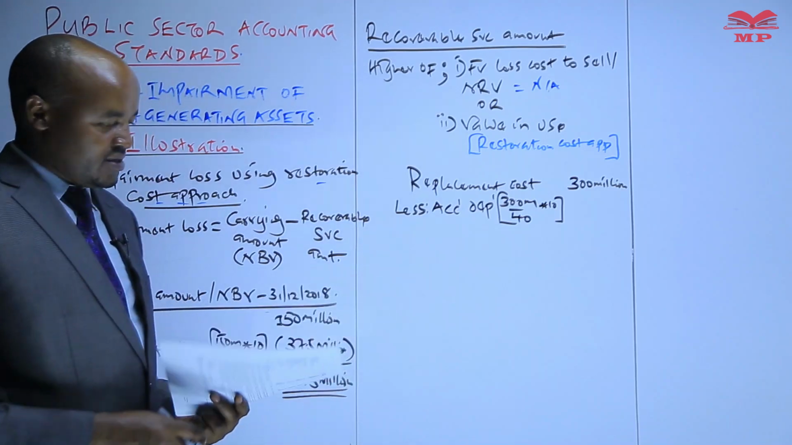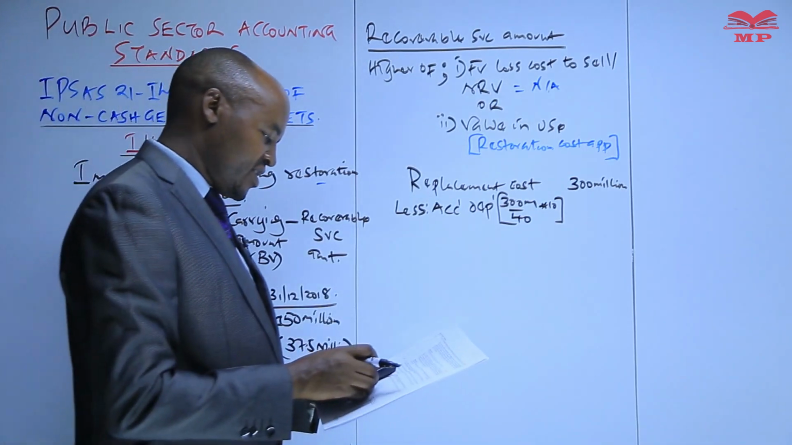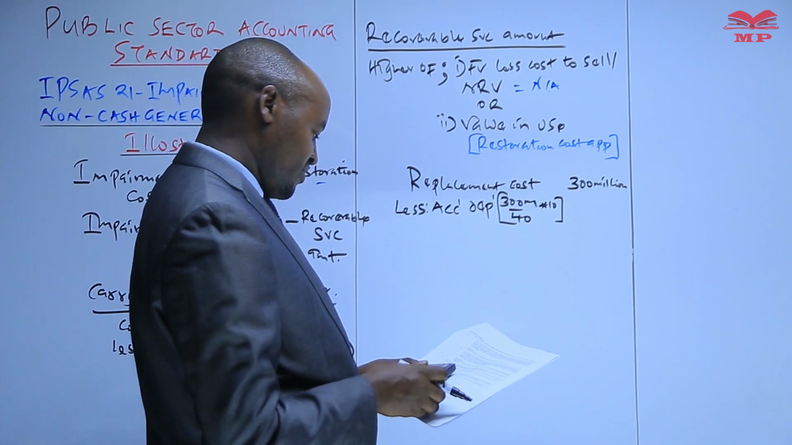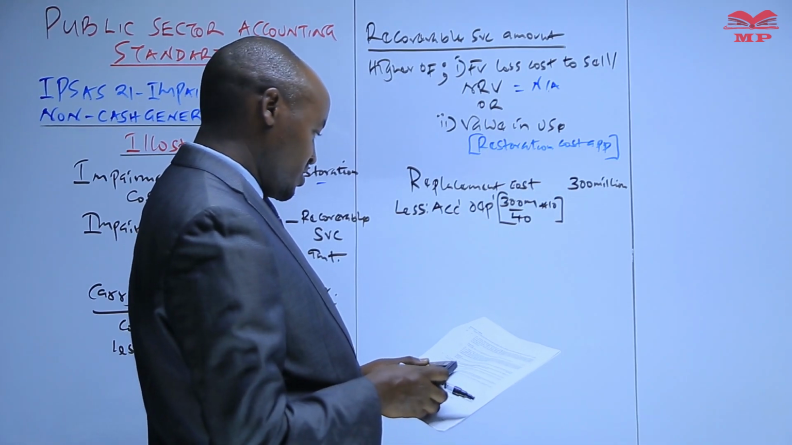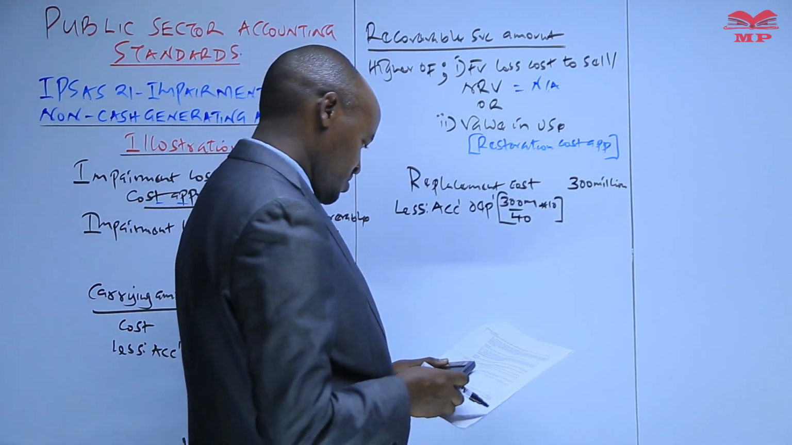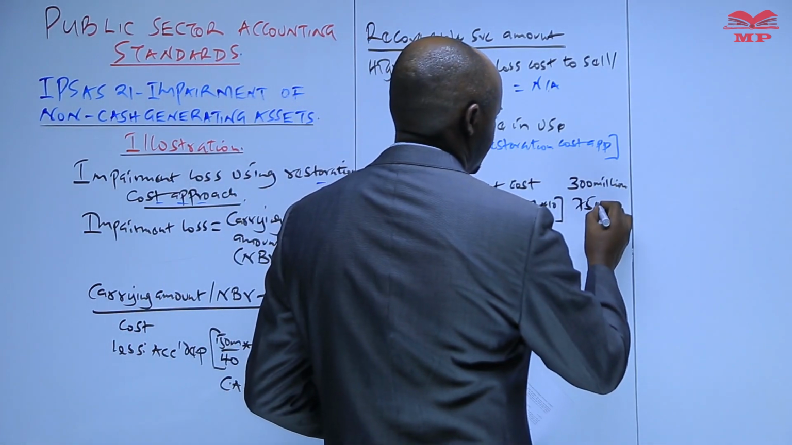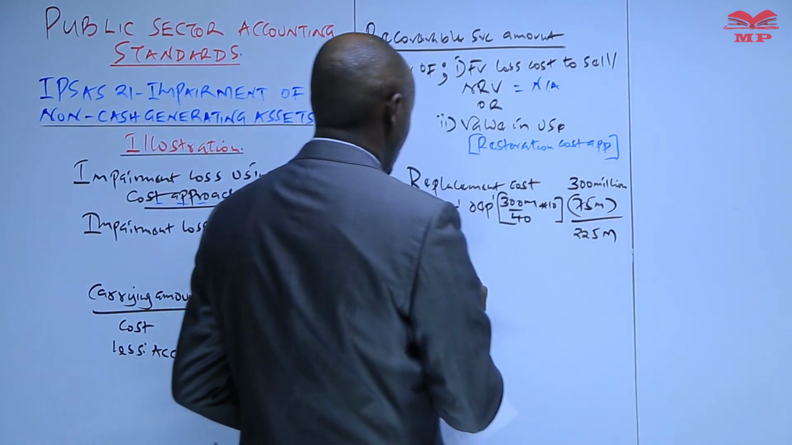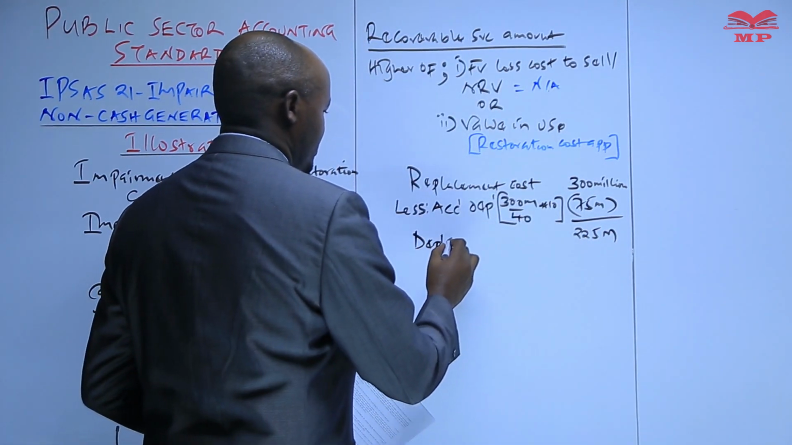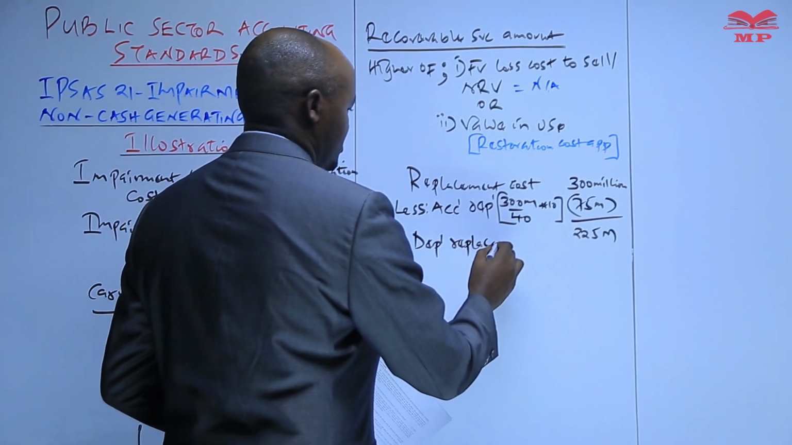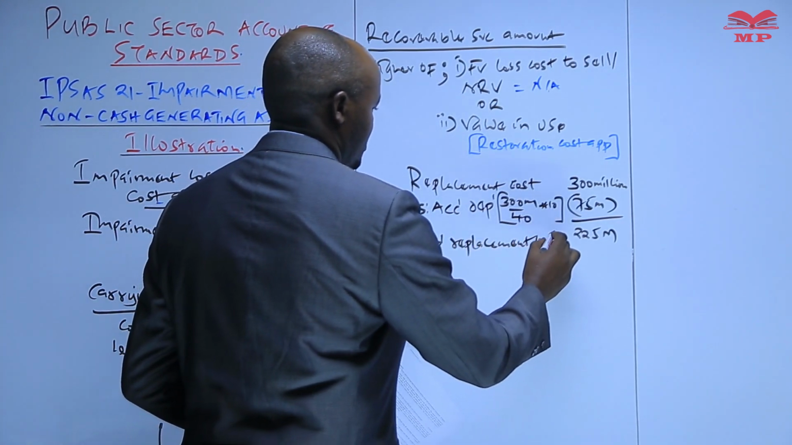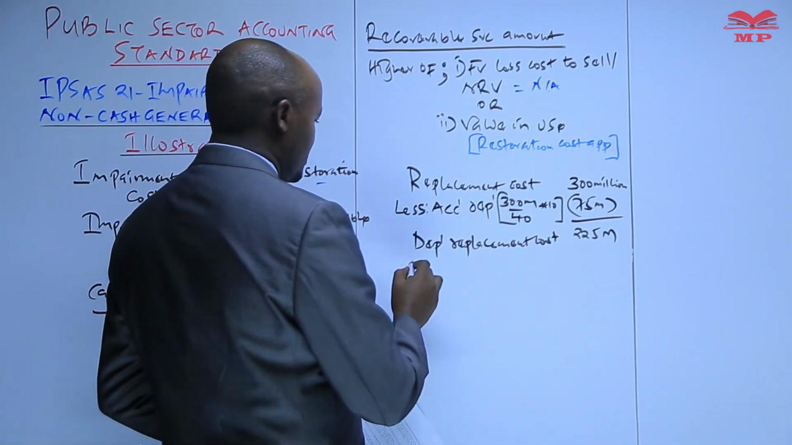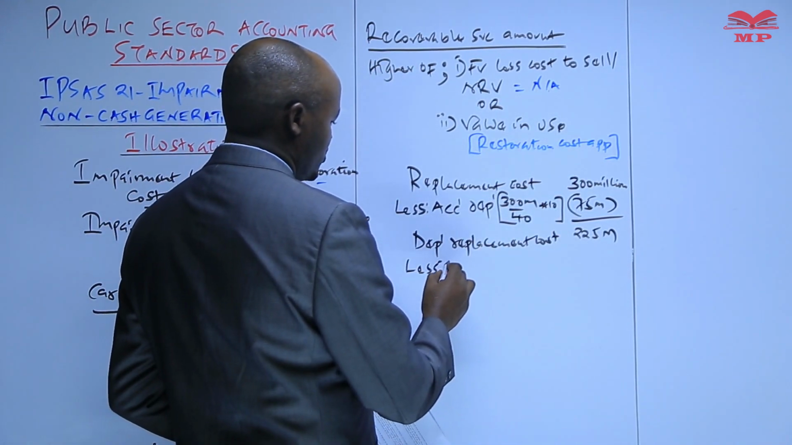So this will give us an amount of how much? We have 300 million divided by 40 times 10, which will give us 75 million. We less it from that figure, which will give us 225 million. So whatever you have here, we refer to this as depreciated replacement cost.